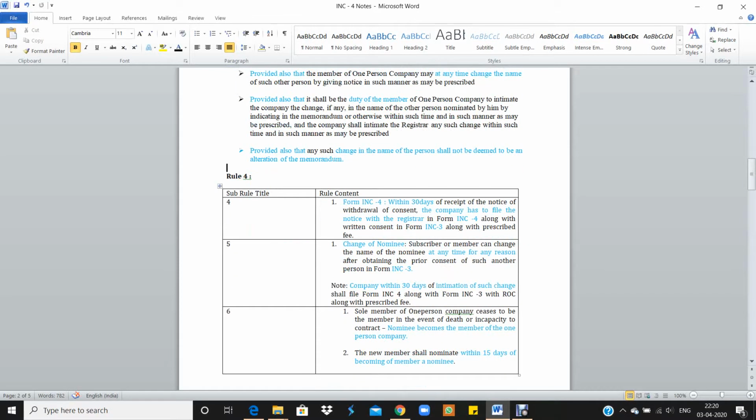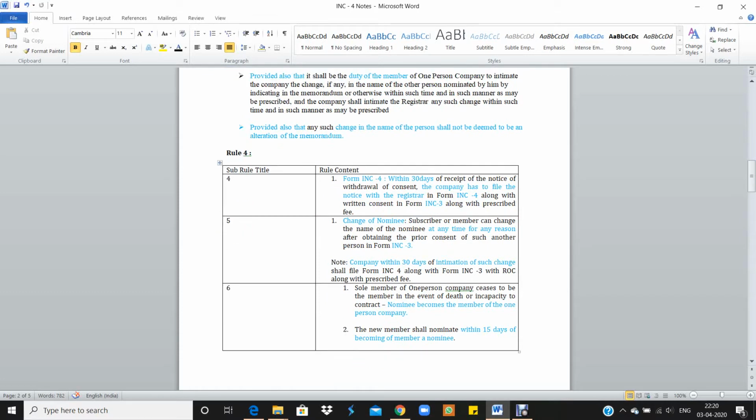So rule 4 of the Companies Incorporation Rules 2014, sub-rule 4 defines that within 30 days of receipt of notice of withdrawal of consent, the company has to file notice with the registrar in Form INC 4 along with the written consent in Form INC 3 along with the prescribed fees. See, the nominee has a right, he can withdraw his consent.